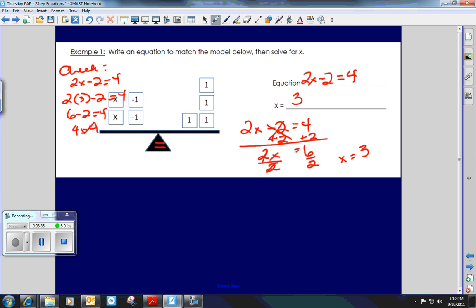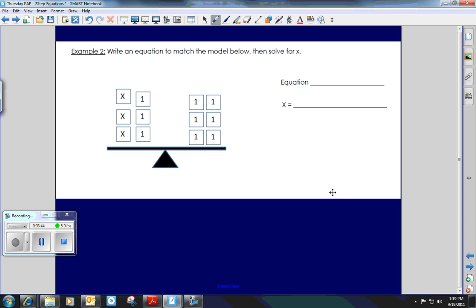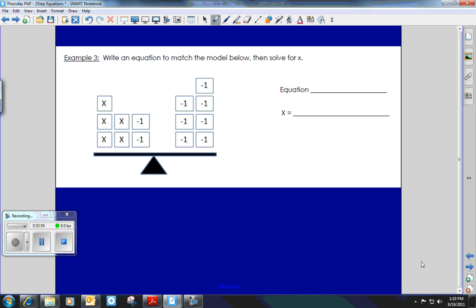Okay, so I'm going to have you go ahead and use example number 1 to solve example number 2. How would you write the equation? And then you're going to use 2 steps to solve it. Do your addition or subtraction first, and after that's done, your multiplication or division. So let's look at, you're going to do example number 3 also. Actually, I'll help you set up the equation here.